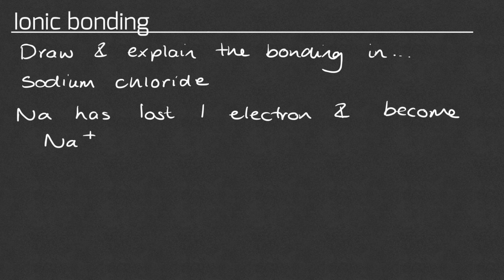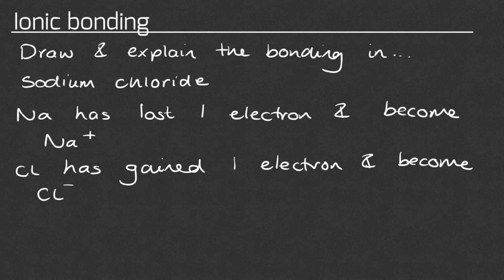So sodium has lost 1 electron and become Na+. And chlorine has gained 1 electron and become Cl-.